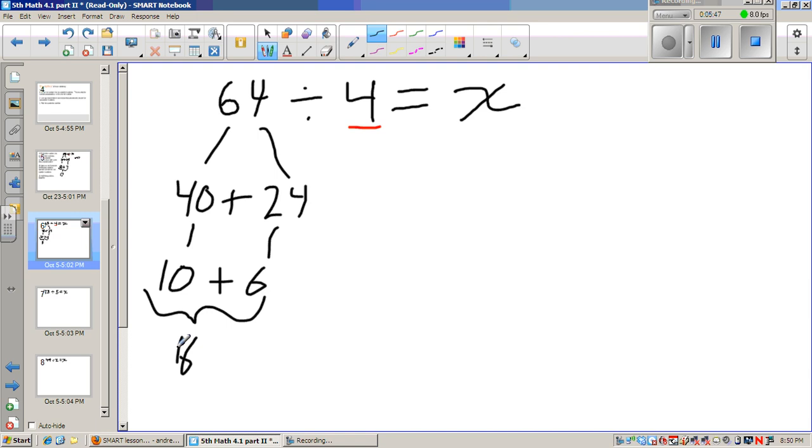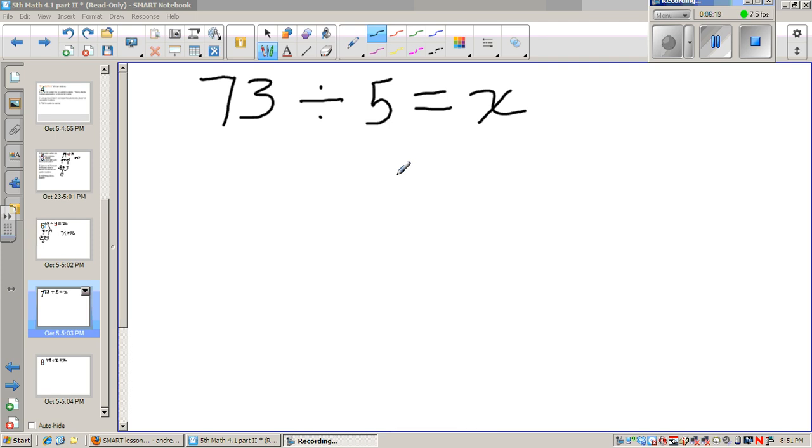whoa, 16. That's a funny looking 16. Let's try that again. I'm using my laptop to make this video, which just has a very small touchpad. There, 16. So the answer to this problem is x equals 16, even if my 16 is a little weird looking.